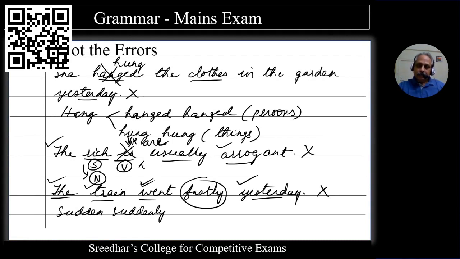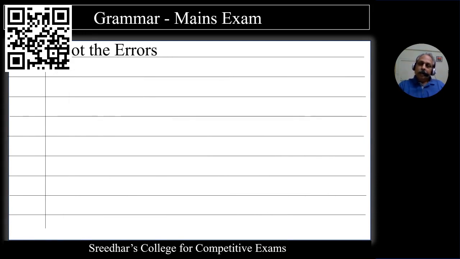What is the correct sentence? The word fast, it is both an adjective as well as an adverb. The train went. How did the train go? We need to use an adverb of manner. And what is the adverb here? Fast. Fastly is not correct. The train went fast yesterday. It is a fast train. When we say it is a fast train, there fast is an adjective. The train went fast yesterday. It is an adverb.